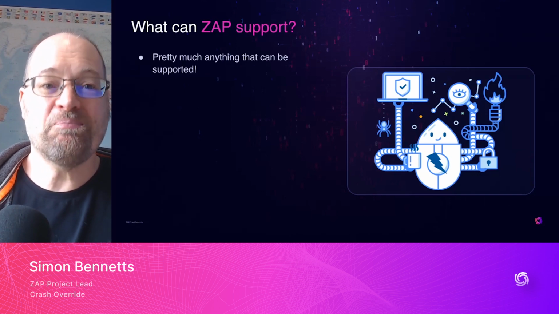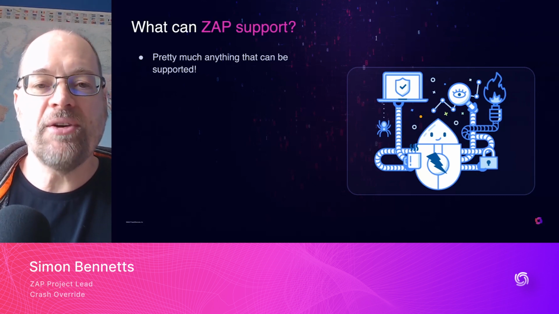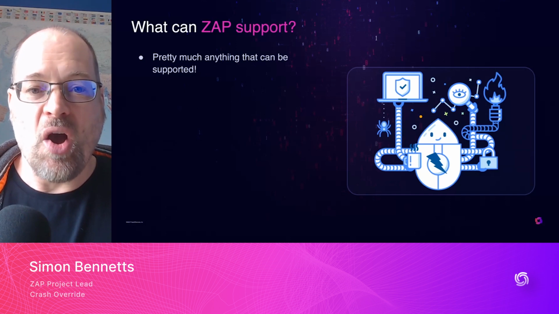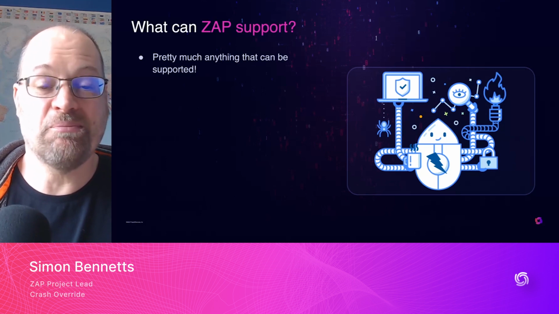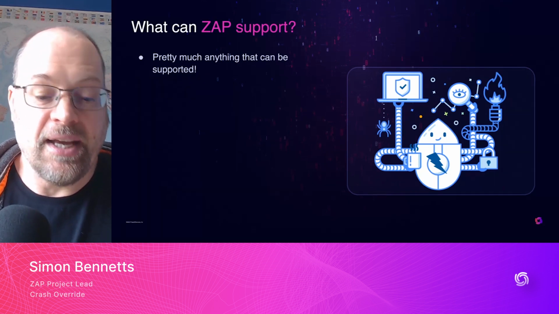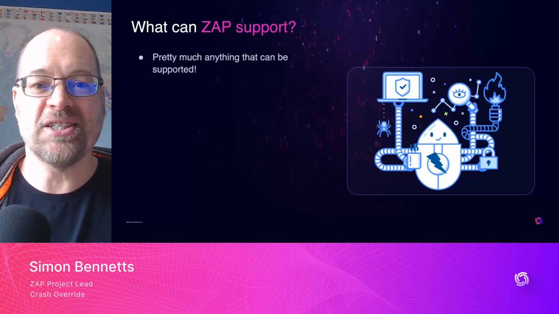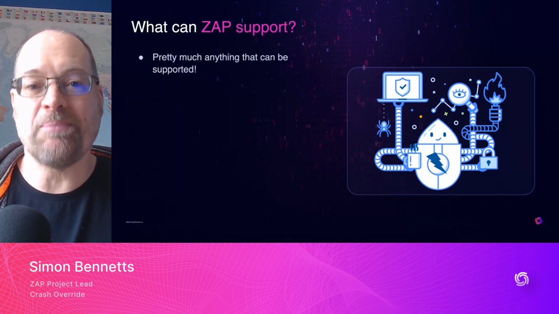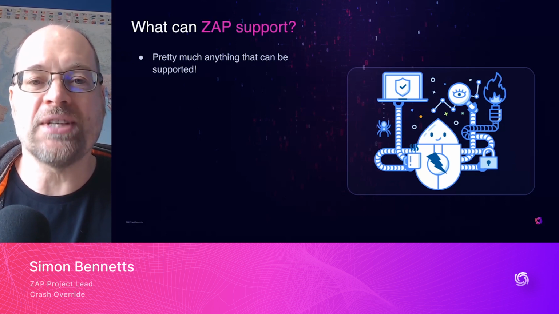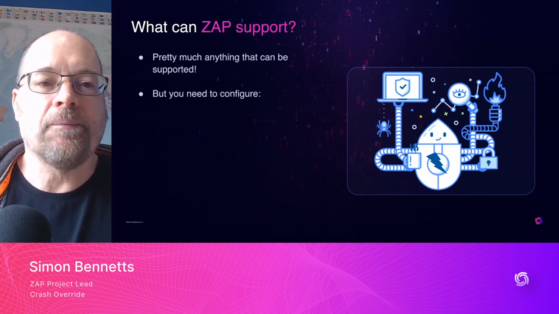So what can ZAP support? Well, we can support pretty much anything that can be supported in authentication. We have very low-level support, and I've heard of people doing insane things with ZAP to get it to cope with pretty much anything. There are some exceptions. Obviously, if you've got two-factor authentication and you can't get the token to the box ZAP is running on, what can ZAP do? If you can't get these tokens to ZAP, there's a problem. And that's not a problem with ZAP. If you can get MFA tokens to ZAP, you'll be able to configure it to handle them.